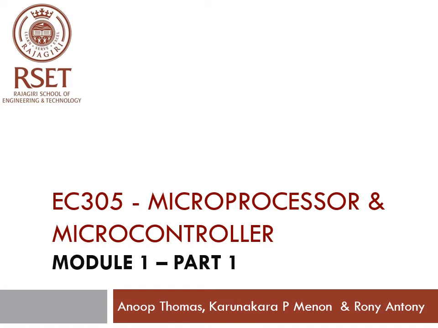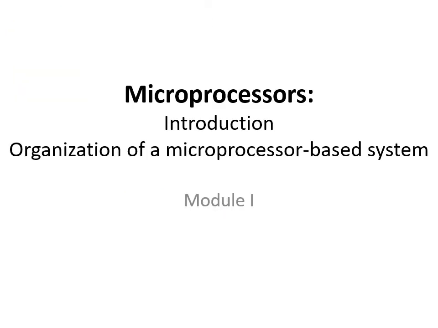We'll start with the first module of EC305 Microprocessor and Microcontroller. In this module we will be seeing the microprocessor, the basic operation of a microprocessor, and a microprocessor based system. As an introduction, we will see what a microprocessor is and how you can define it, and in the later part of this module we will focus more on the 8085 microprocessor and its architecture.